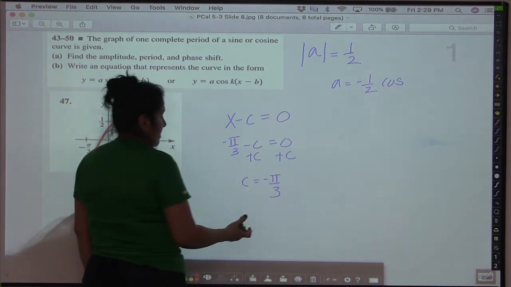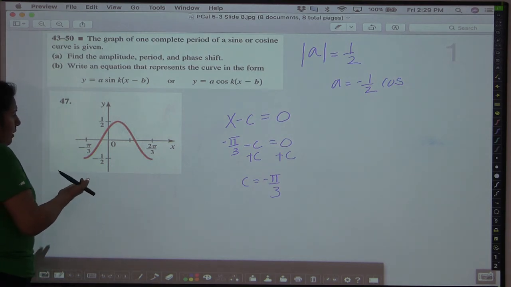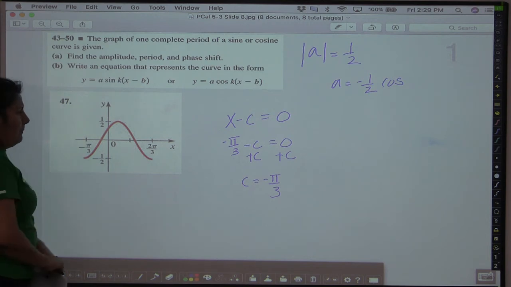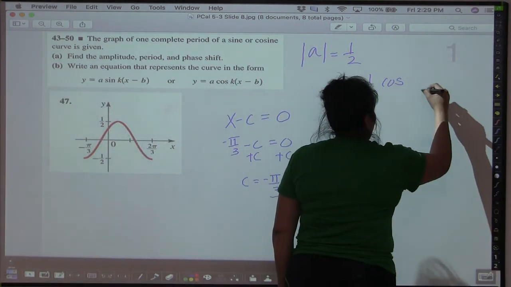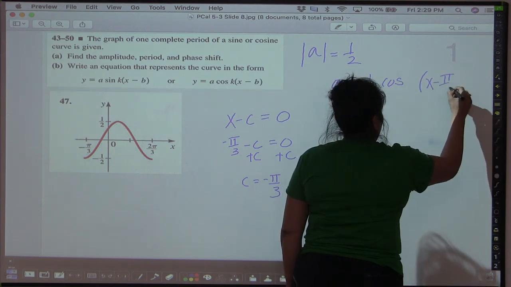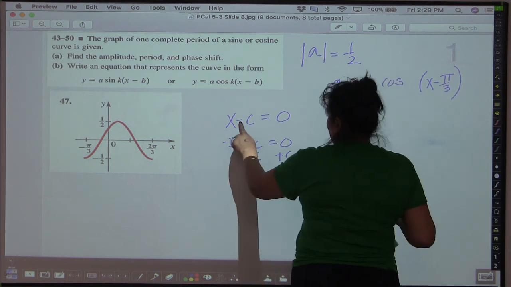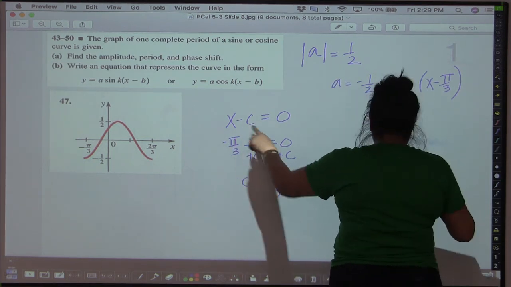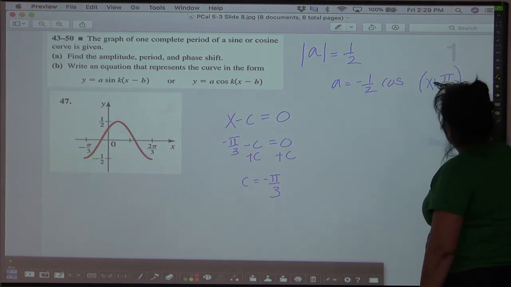This is the algebra that you would have to do to make this make sense. So obviously in this case you probably could have just told from the graph that it's negative pi over 3, but it's nice that the math also works. So then we're going to have an x minus pi over 3 here for my phase shift. Well, actually, it's supposed to be x minus c, and if c is negative, that means you're going to go minus negatives, or you're going to put a little plus right there.